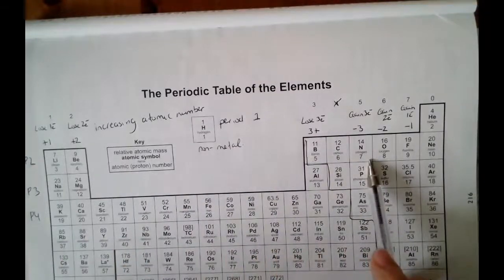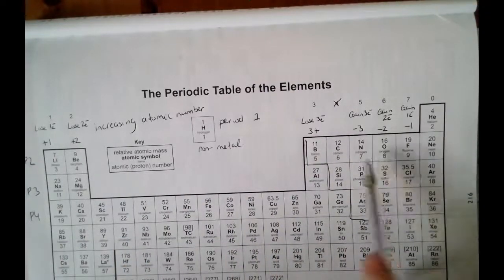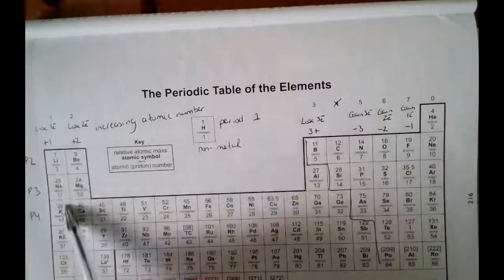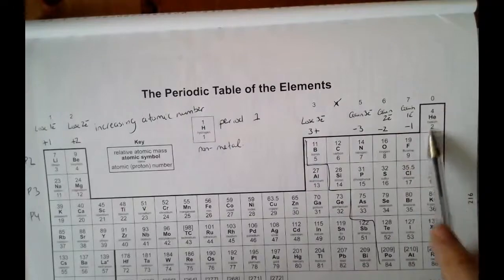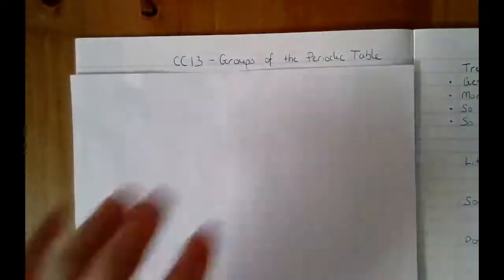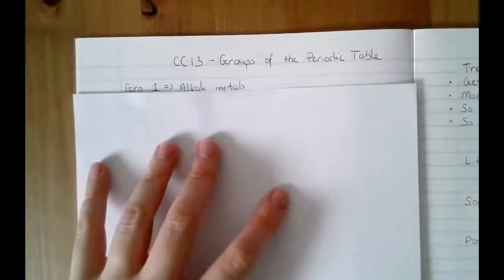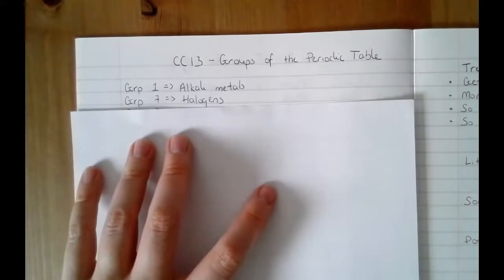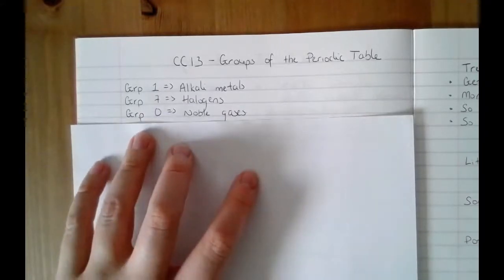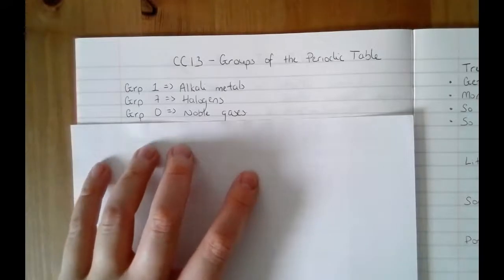In this topic, we're going to be looking at 3 groups in particular. We're going to be looking at the group 1 metals, the elements in group 7, and the elements in group 0. These groups have specific names. The group 1 elements are called the alkali metals. The group 7 elements are called the halogens, and the group 0 elements are called the noble gases.